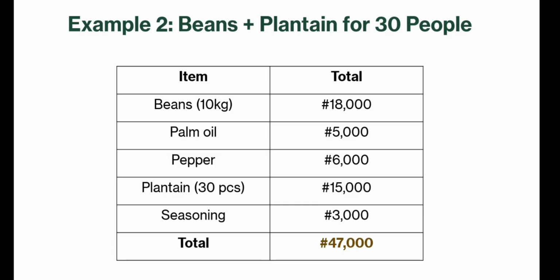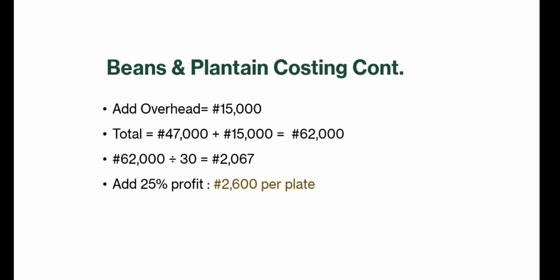Now let us quickly take a look at this second example, which is beans and plantain for 30 people. So we just do it the same way we did for jollof rice and chicken for 30 people. You write down all the ingredients used, and then write their costs. Then when you are done writing their costs, you get the sum total of the whole costs, which is 47,000 naira. Of course, you are not leaving out overheads. You have to add your overheads, which is 15,000 naira. So by the time you sum it up, you have 62,000 naira.